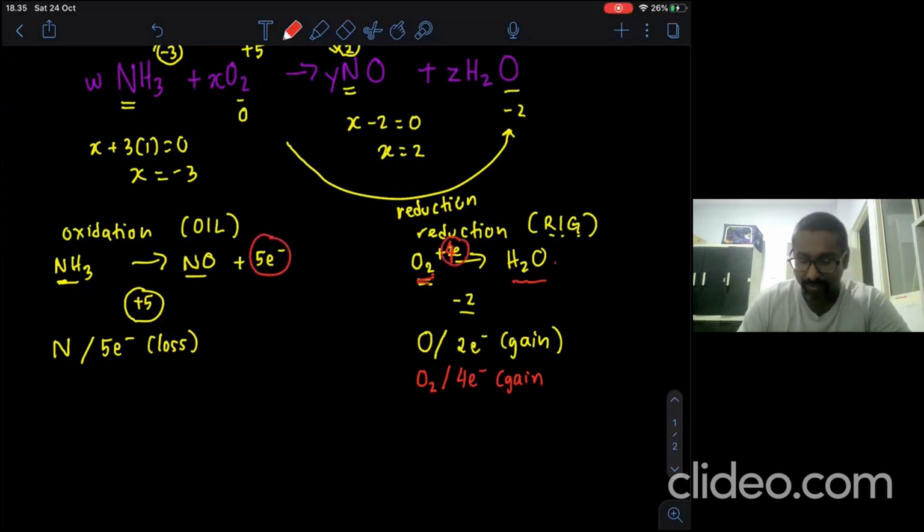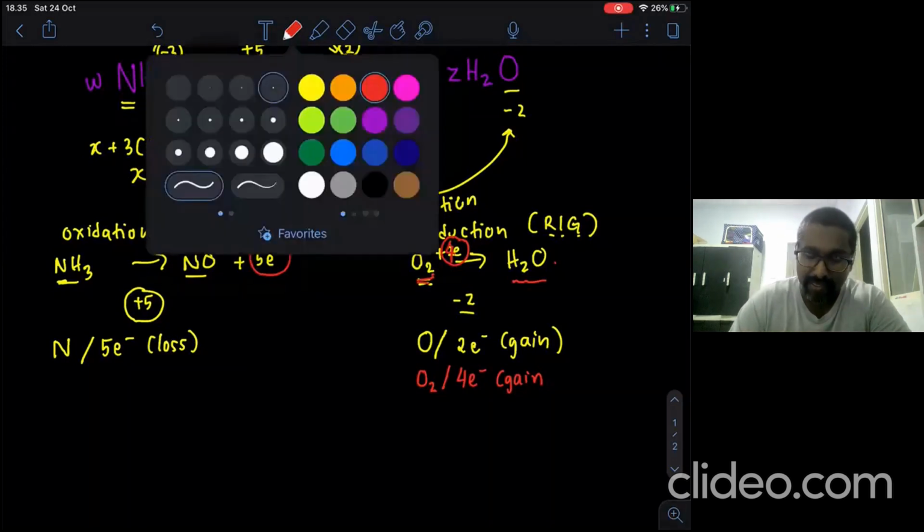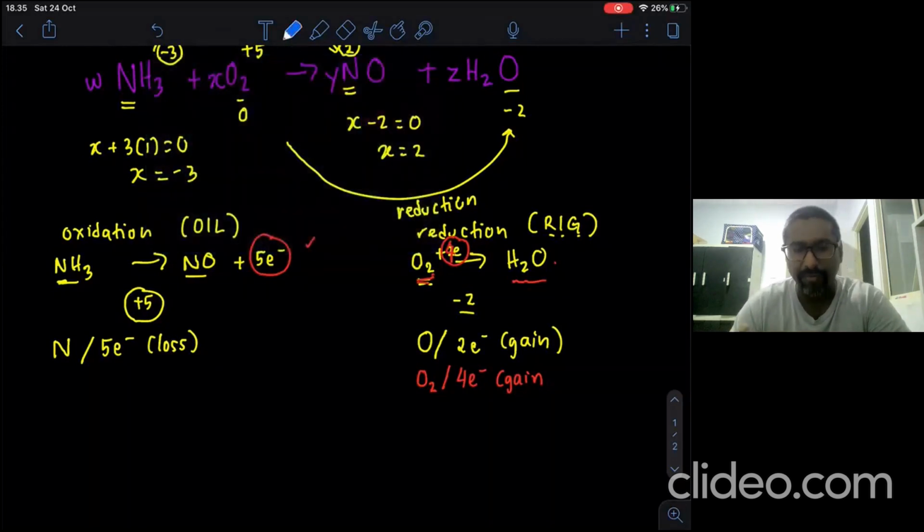Okay, so here you see on the right hand side of the equation, there's going to be 5 electrons, and on the left hand side, there's going to be 4 electrons. So we need to eliminate these electrons. How do we eliminate the electrons? We eliminate by finding the lowest common multiple. The lowest common multiple for 5 and 4 is going to be 20. So I'm going to times this by 4, and I'm going to times this by 5.